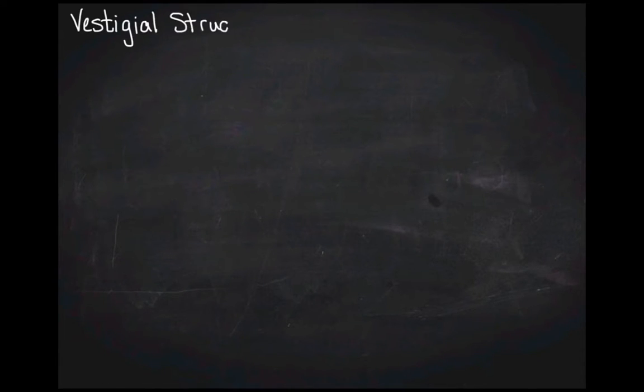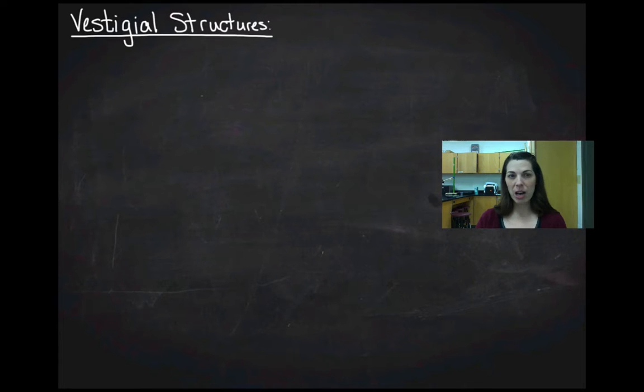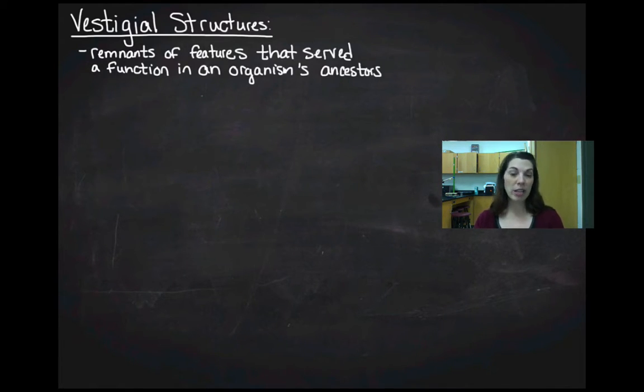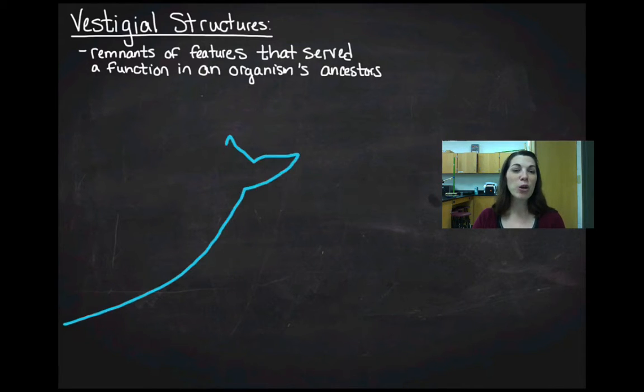And the next thing I want to talk about with homology is the concept of vestigial structures. We've talked about this a little bit. A vestigial structure is a remnant structure. It's a remnant of features that served a function in a common ancestor, or in an organism's ancestor, but no longer serves a function.